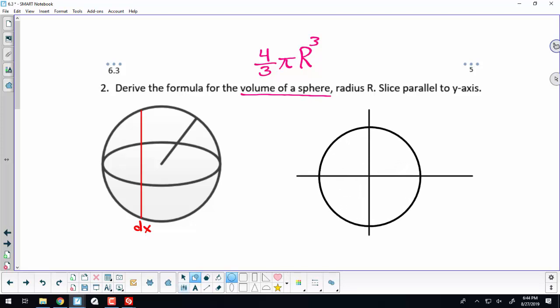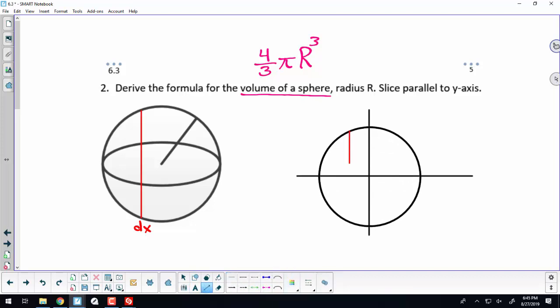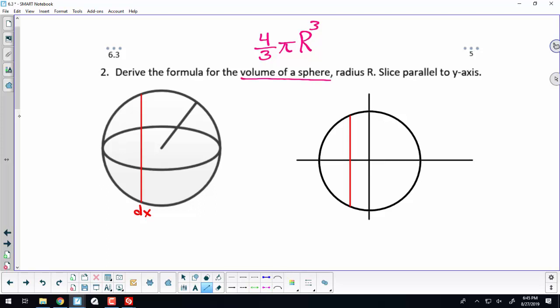So we're going to do this and translate that over here. So that's kind of the figure we're focusing on. When I slice into that, what kind of shape or figure do I get? Does everybody agree? They're all circles. All cross sections through here are circles.